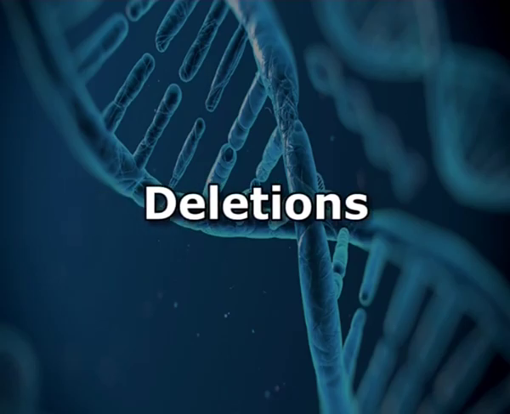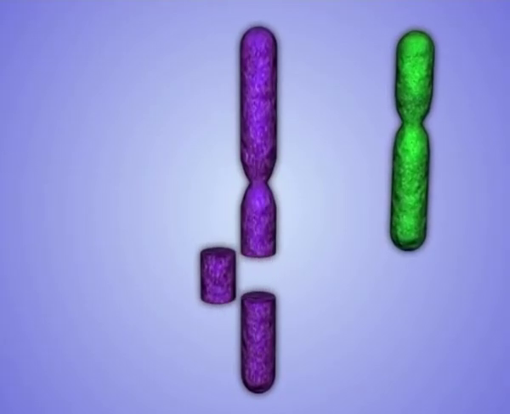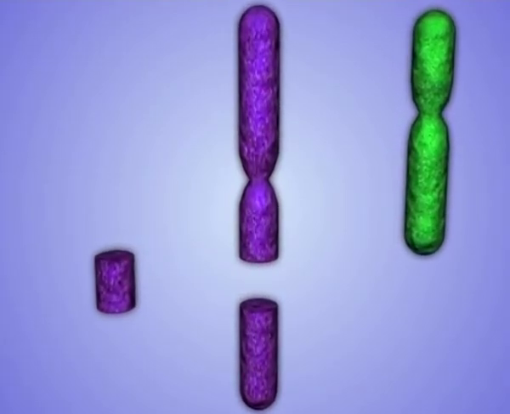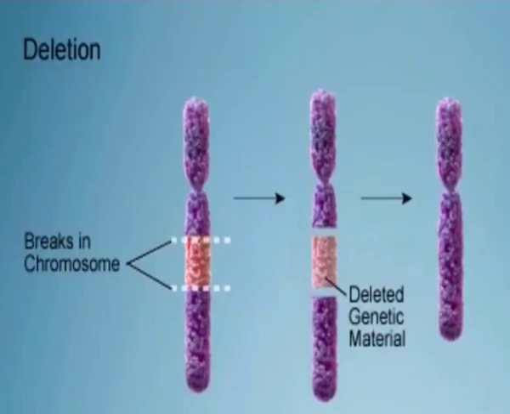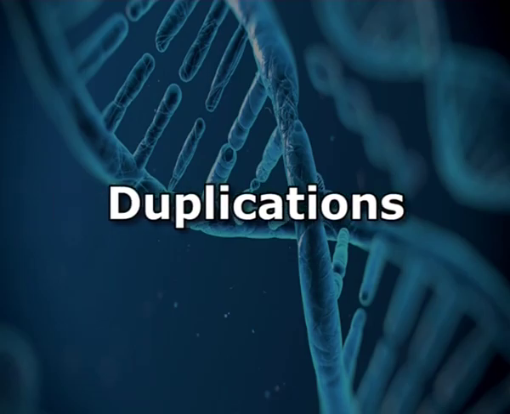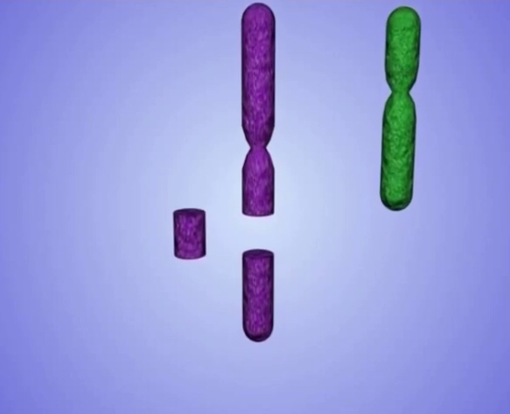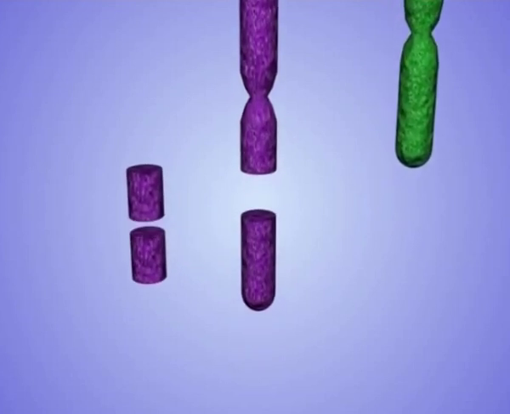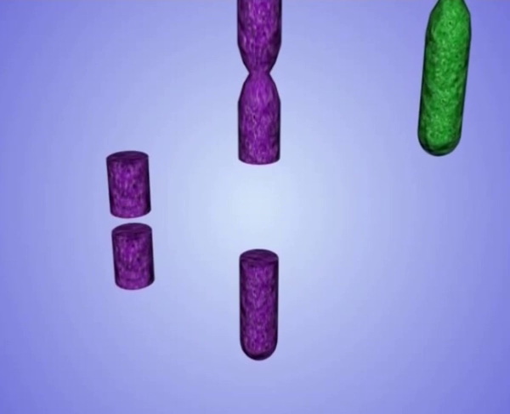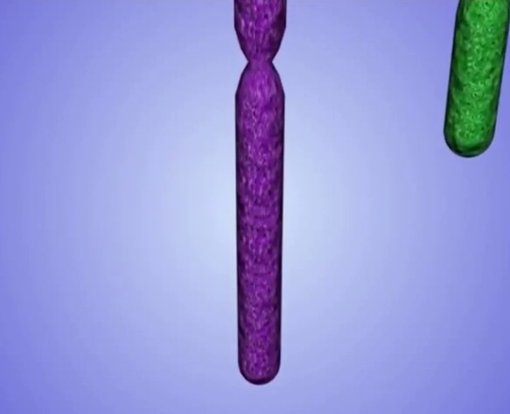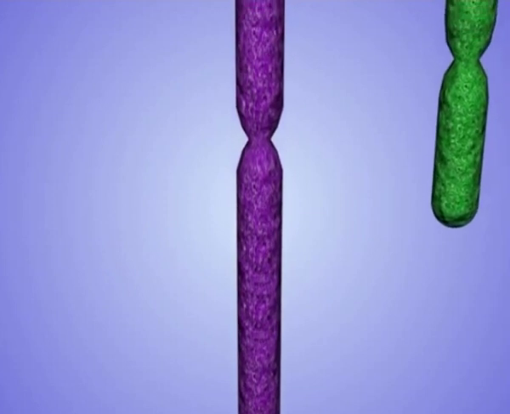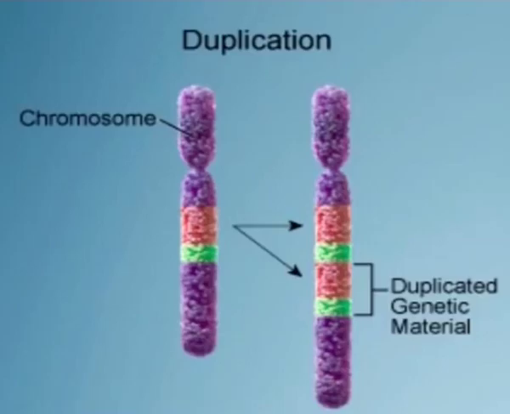The next one is deletions. Deletions occur when a chromosome breaks and some genetic material is lost. Deletions can be large or small, or can occur anywhere along a chromosome. Duplications. Duplications occur when part of a chromosome is copied or duplicated too many times. This type of chromosomal change results in extra copies of genetic material from the duplicated segment.